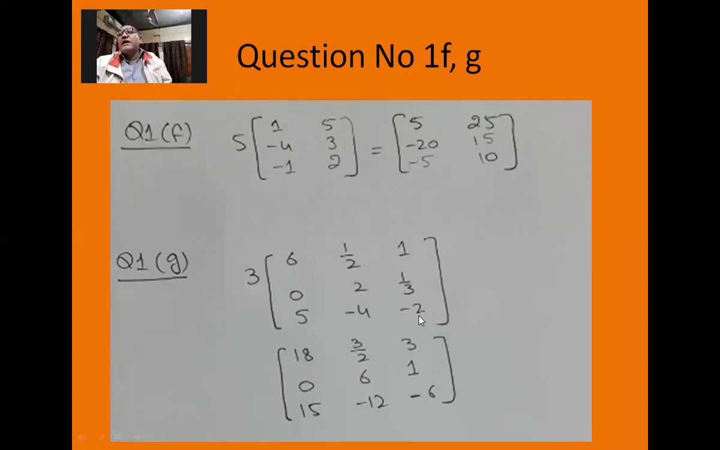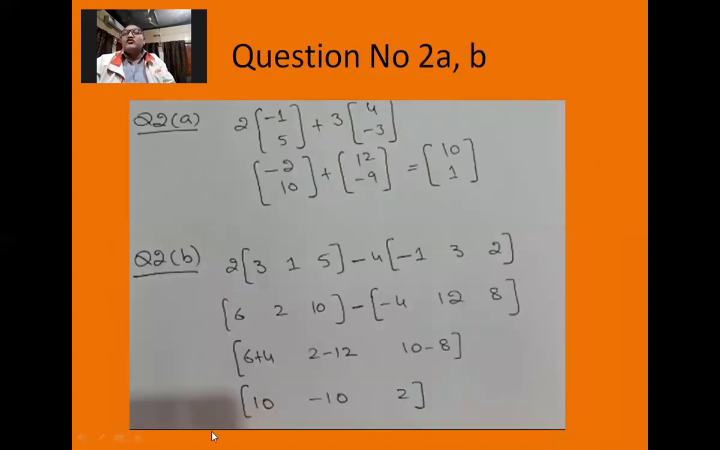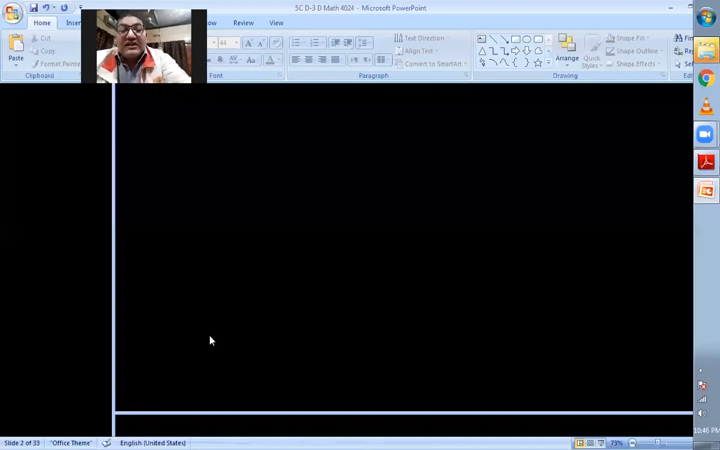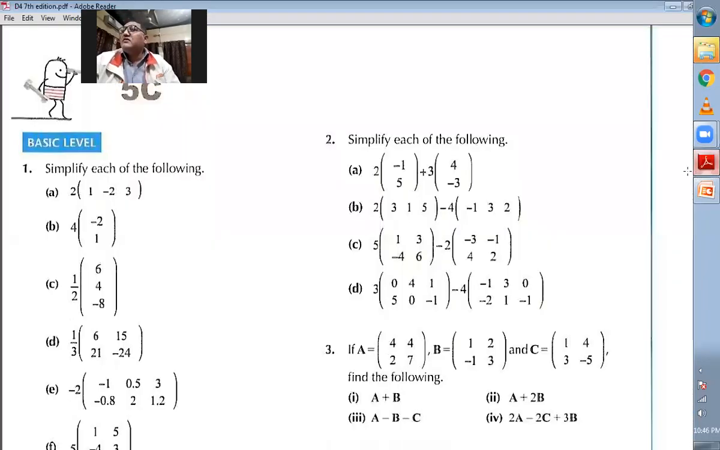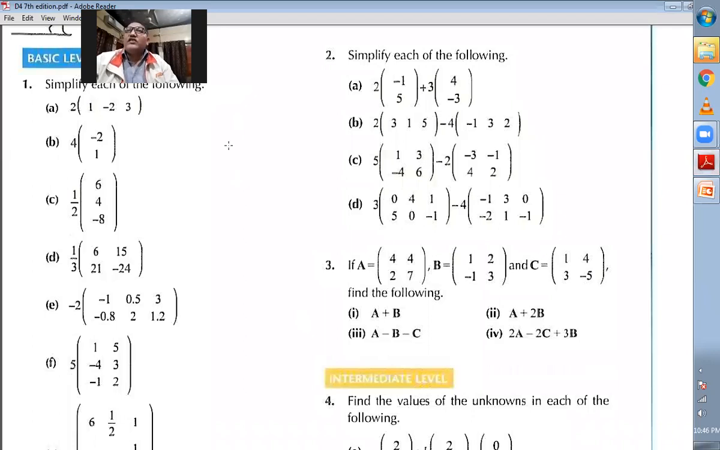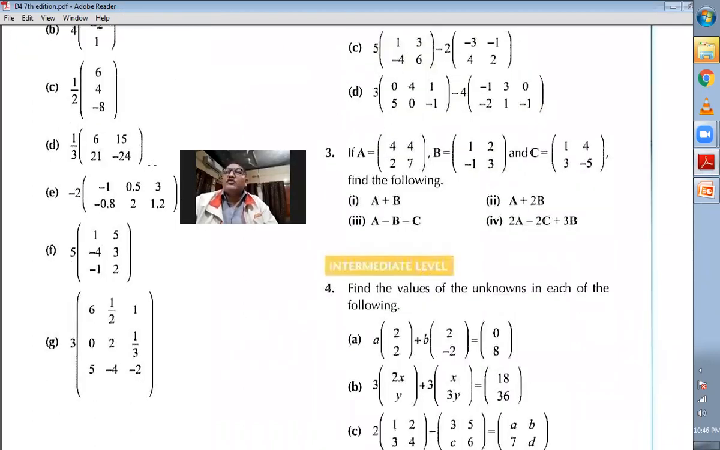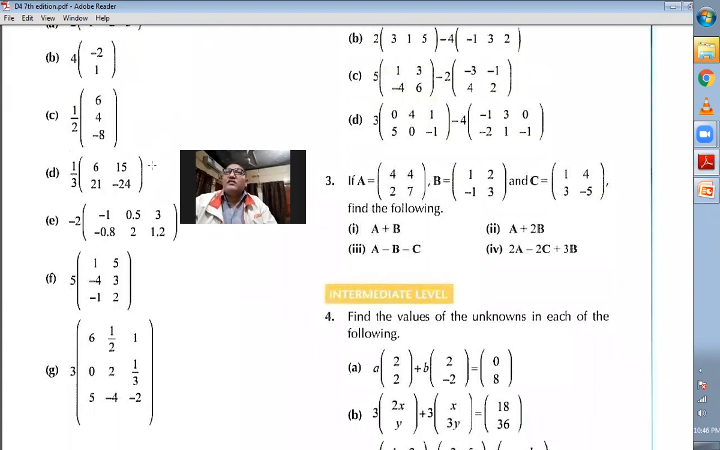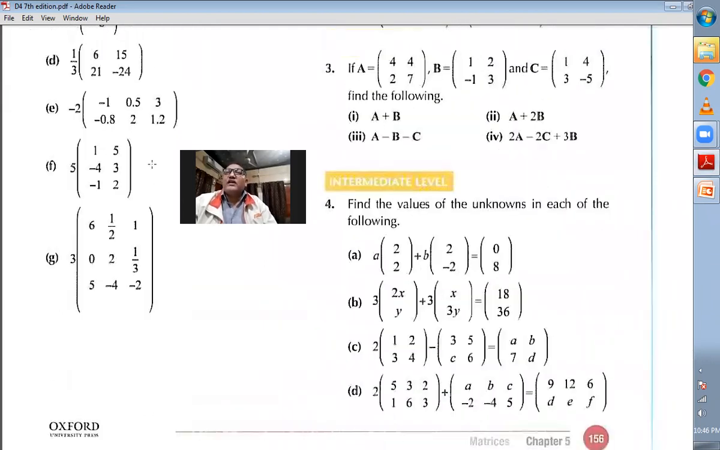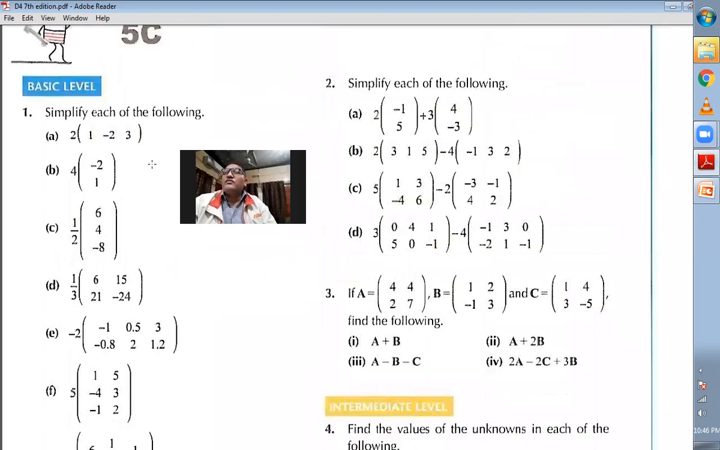And 3 will multiply with minus 2. It will give you minus 6. So this is how you will do question number 1, the G part. Okay, so that was question number 1. You can see the whole of question number 1 on your screen. We are done with question number 1. So now we are going to do question number 6.